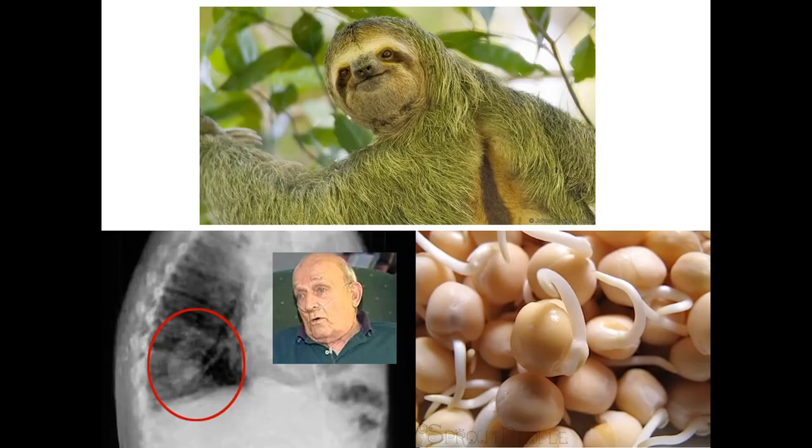Very quickly, we have a sloth at the top, and this sloth is really creepy looking, but he's also covered in algae. Does the algae harm the sloth? No, probably not. Down the bottom, I found this case kind of interesting. There's an elderly man here with a suppressed immune system, and he swallowed a pea, and the pea went down the wrong tube, ended up in his lung, and actually germinated. It's not very clear on the x-ray there, but that's what's going on. Is it parasitizing him? No, not really. Anyway, I guess I have to give up on the plants.